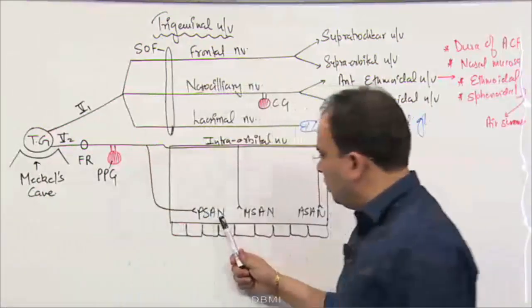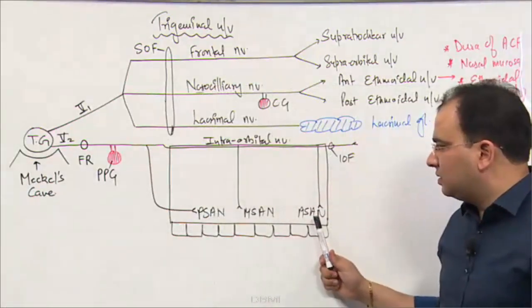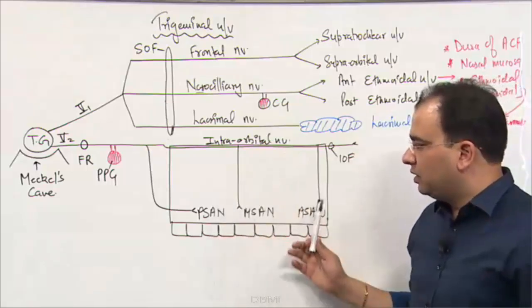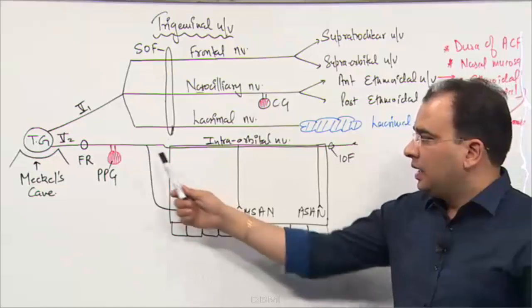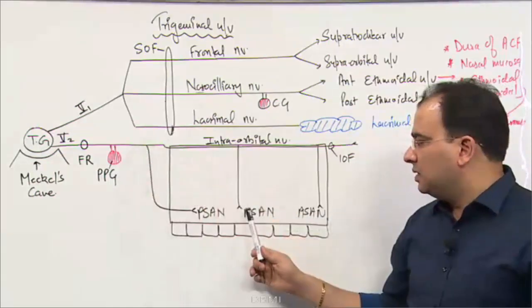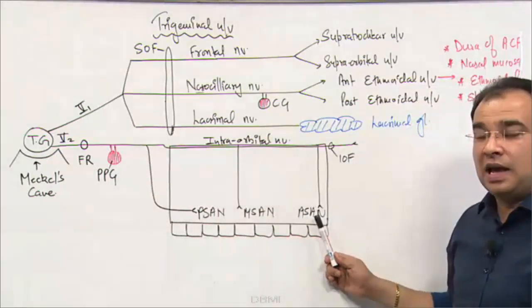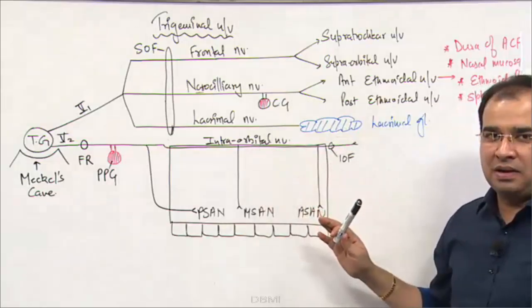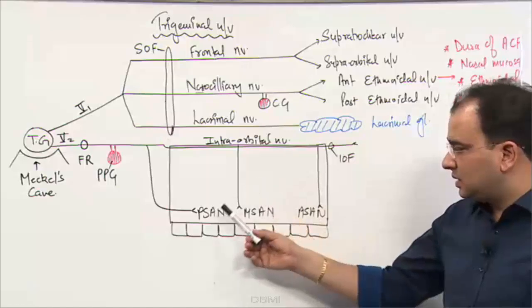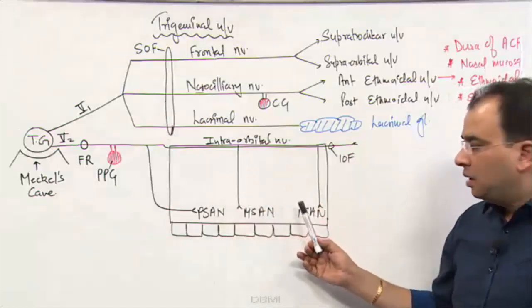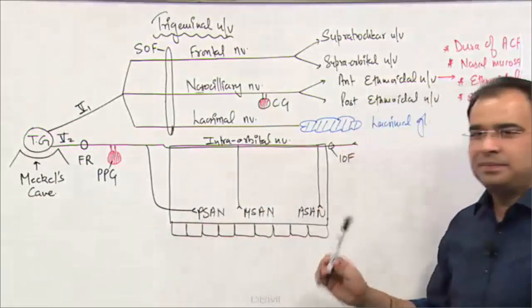Posterior superior alveolar, middle superior alveolar, and anterior superior alveolar nerve, the three alveolar nerves, out of which the posterior superior alveolar nerve is a branch of the maxillary, and the middle superior alveolar and anterior superior alveolar are branches of the infraorbital. And as I said, these are the nerves supplying the maxillary sinus, but not only that, they also supply the superior alveoli.